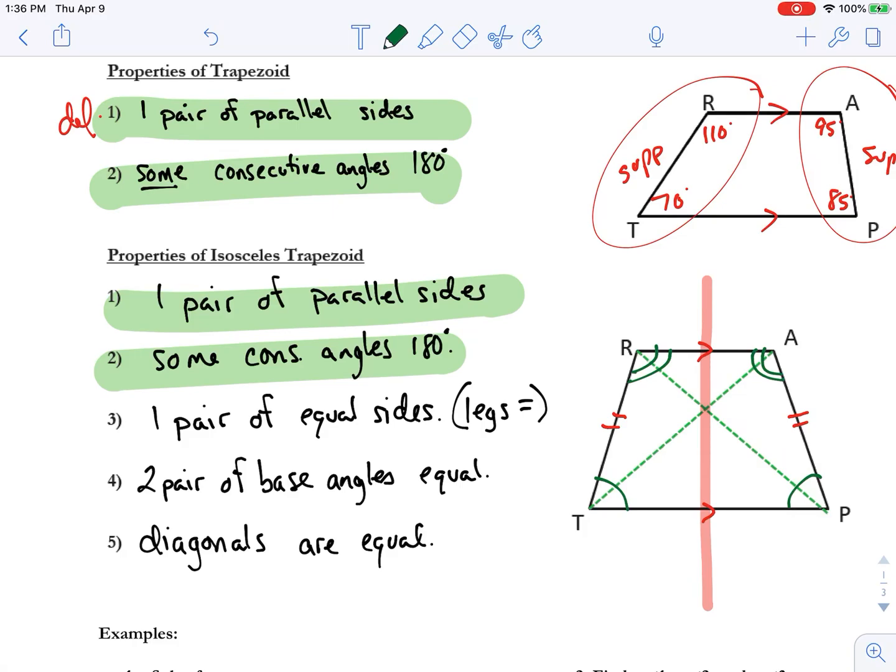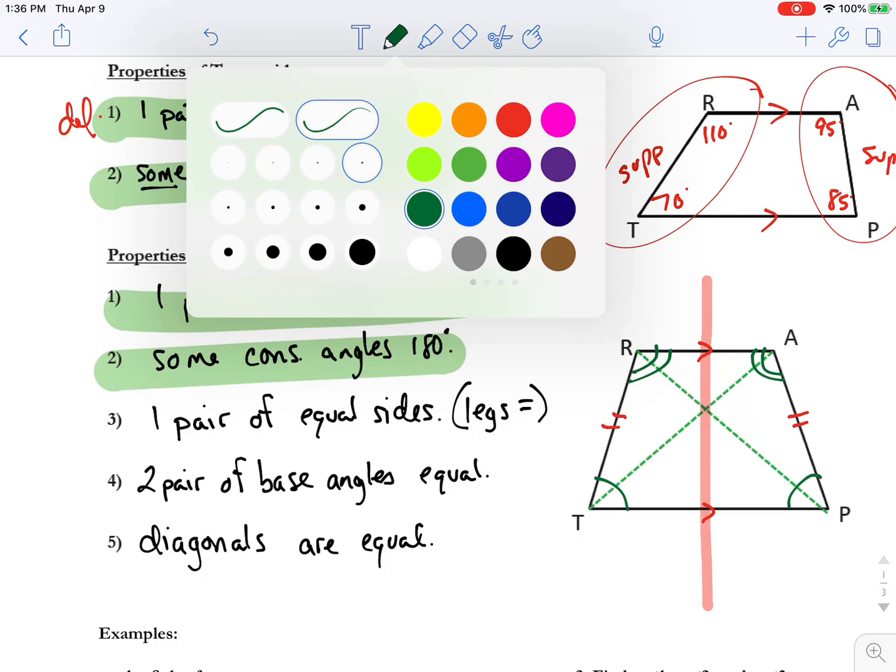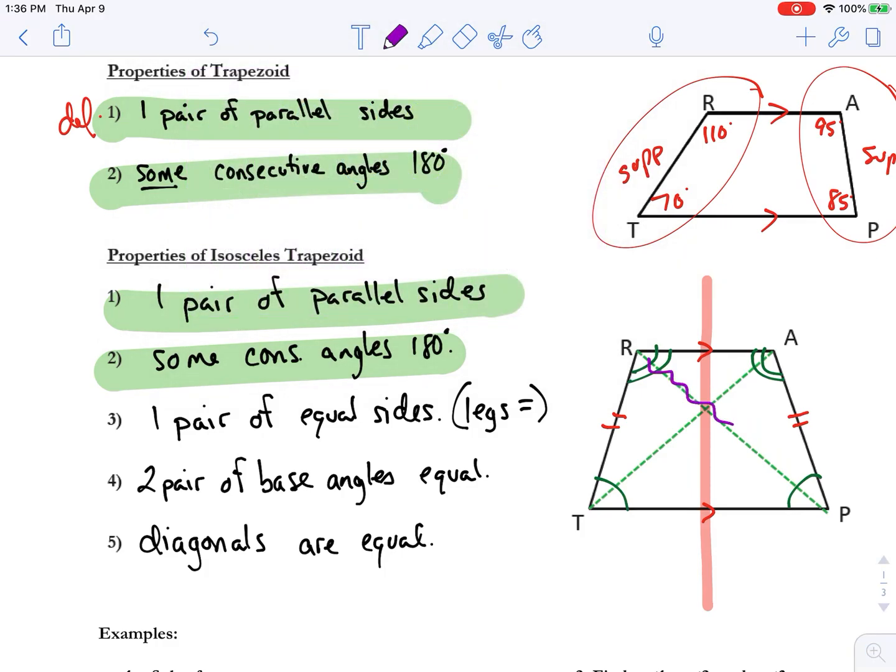Additionally, those diagonal lengths, like a rectangle, are the same exact length. So this diagonal here and this diagonal here are exactly the same length. Unlike the rectangle, they do not get bisected. So although they're the same length, they would not be bisected.